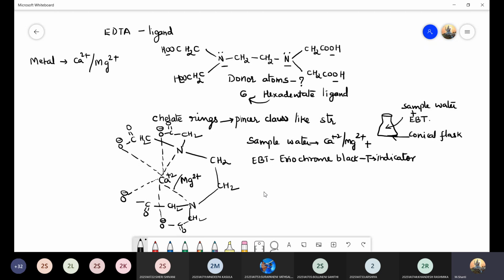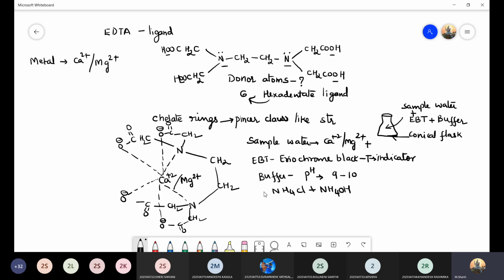Then we are going to add a buffer solution. Which is that buffer solution? What is its pH? The pH of this buffer solution is 9 to 10. This is the pH range. An example for the buffer would be ammonium chloride plus ammonium hydroxide. This is a weak base and the salt from a strong acid and weak base, and this is the combination of the buffer. So this would be asked as a reasoning question: what is the buffer used and what is the pH required for this?